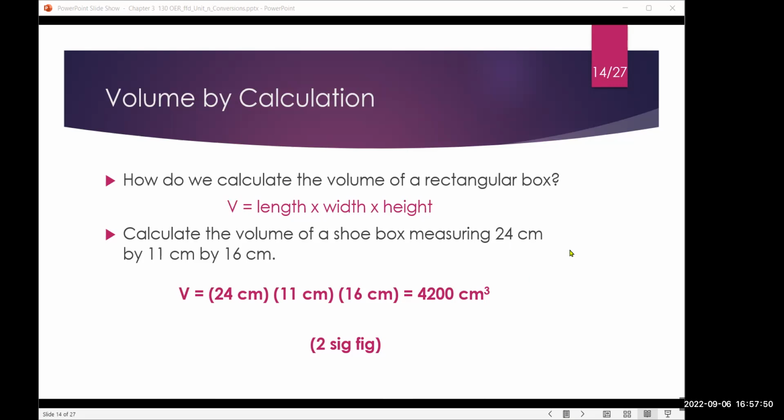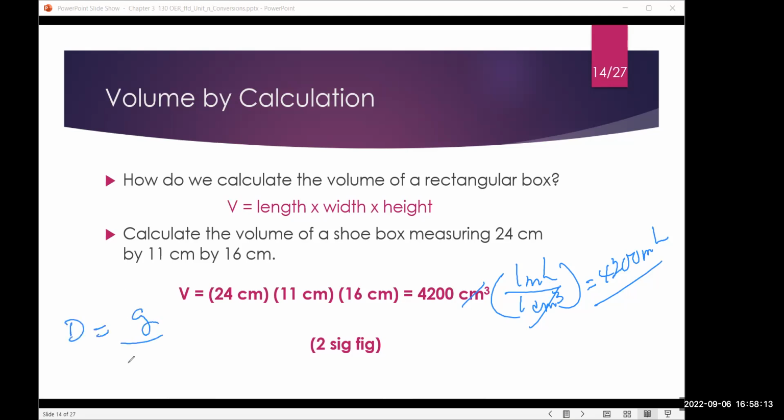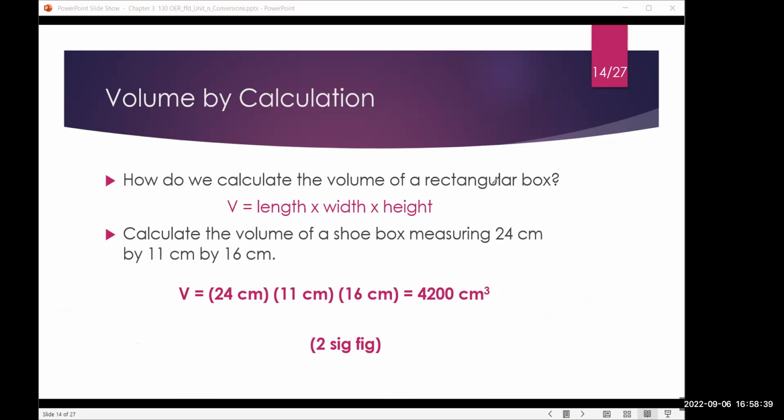Now, we also know that in 1 milliliter, there is 1 cubic centimeter. So we can easily convert that number to milliliters, because the units of density are normally mass in grams and volume in milliliters. Those are the most common units, okay? Not to say that grams over cubic centimeters is not used. I'm just saying the most common unit is grams per milliliter. So if you ever need to go from cubic centimeters to milliliters, just keep in mind it's a 1-to-1 ratio. So I have 4,200 cubic centimeters is equal to 4,200 milliliters. Okay. All right, so that's the easy way to calculate a volume if you can actually measure something.